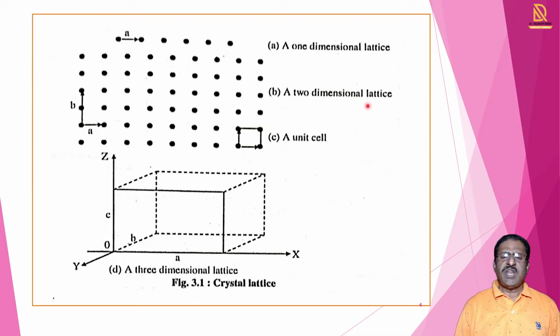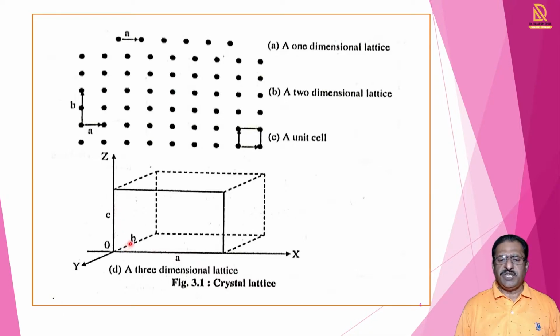Then the three-dimensional lattice. In the three-dimensional lattice, the ions are attached or connected along the x, y and z axes. That is called a three-dimensional lattice. So you see the structure along the x-axis, y-axis and z-axis where ions are attached with each other, and such a lattice is called a three-dimensional lattice.